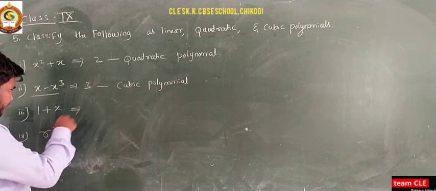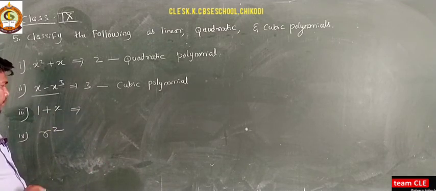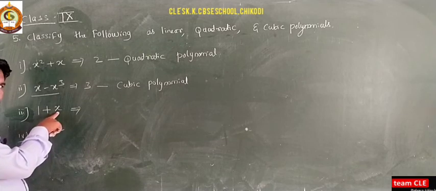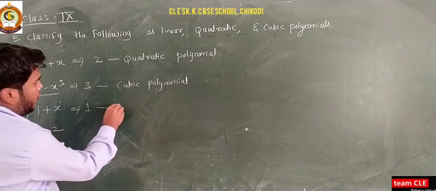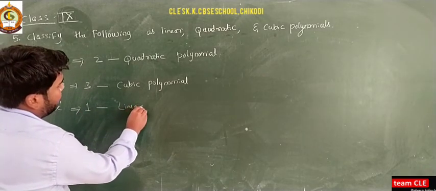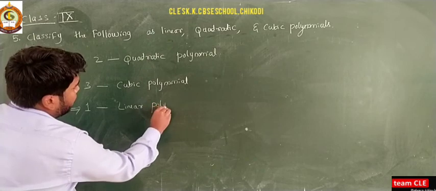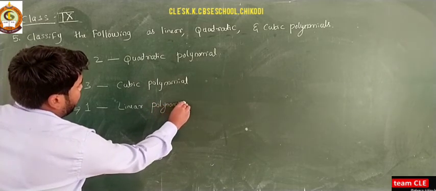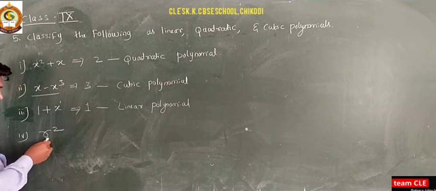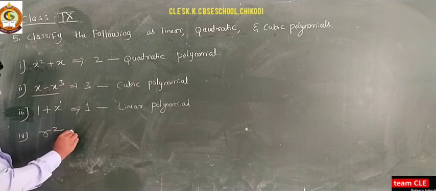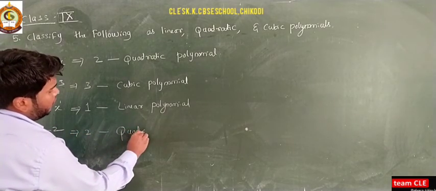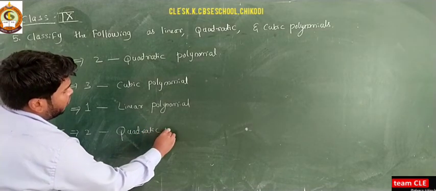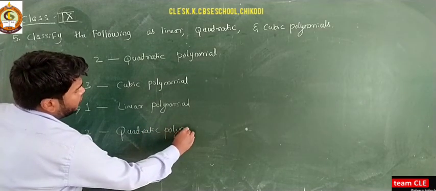Remember, similarly, it is 1 plus x. Here x is the variable and the highest power is 1. The highest power is 1, so we can write this as a linear polynomial. Here see it is r square. R is also a variable and the highest power is 2, so we can write it as a quadratic polynomial. Okay, some more examples are there.